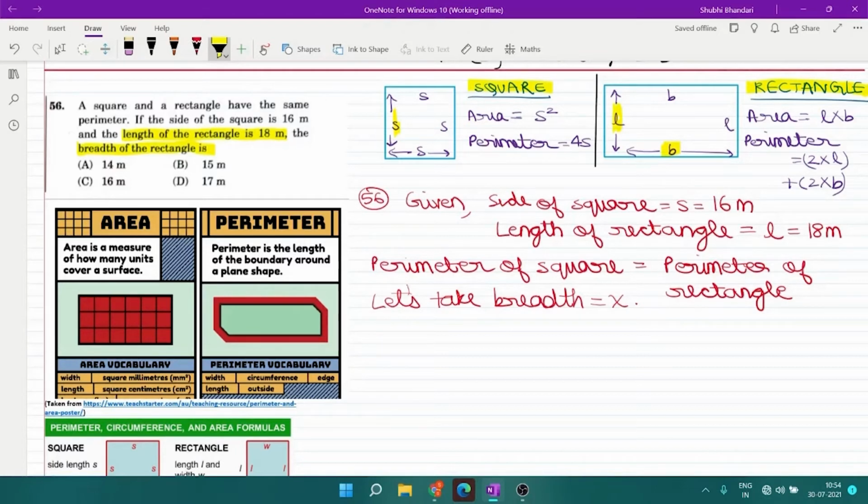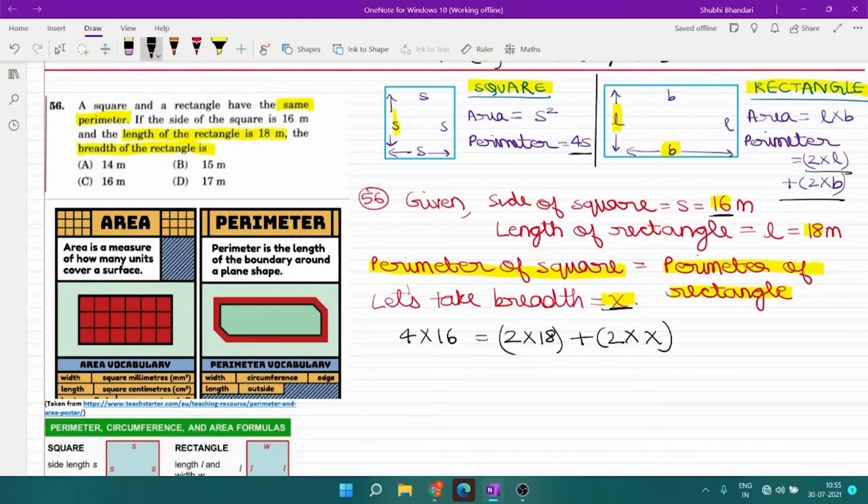So here we have been given side of square is 16, length of rectangle is 18, but we don't know the breadth. Let's take the breadth to be x. Now we are also given that they have the same perimeter. So perimeter of square is equal to perimeter of rectangle. We know that perimeter of square is 4s, s is given as 16. So 4 into 16 is equal to perimeter of rectangle, which is 2 into L plus 2 into B. Here L is 18 and breadth we take as x.